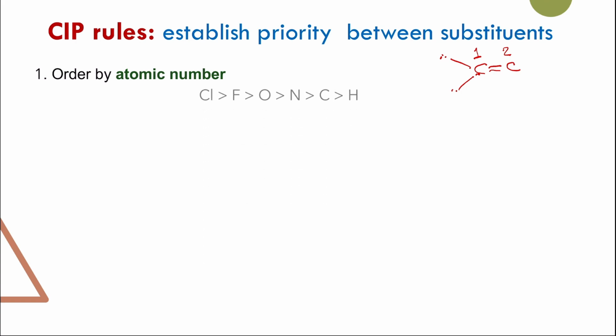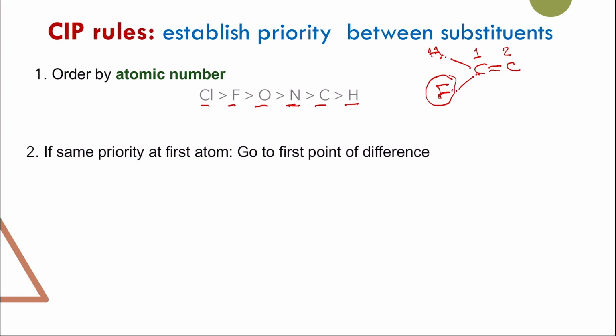Based on the atomic number, as we can see from the periodic table, if you have a chloro substituent, it has priority over the fluoro, which has priority over oxygen, which is more than nitrogen, more than carbon, and more than hydrogen. So let's say you have a fluoro here and a hydrogen here, then the fluoro is going to take priority.